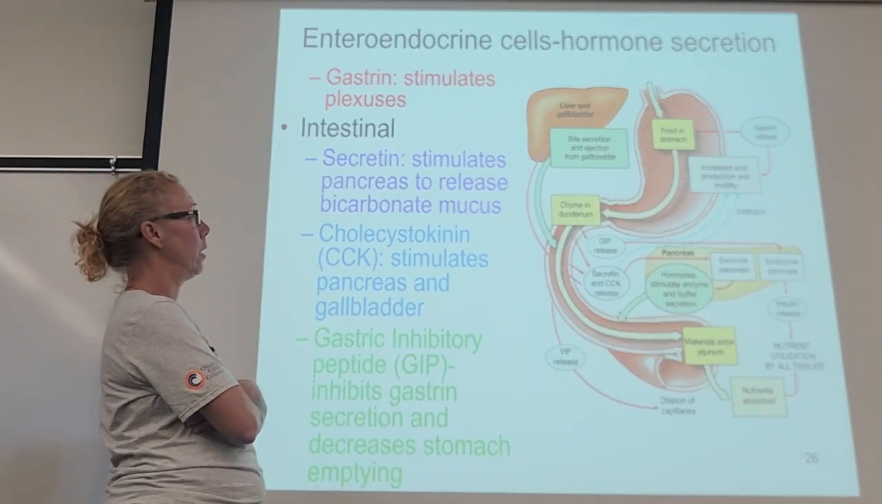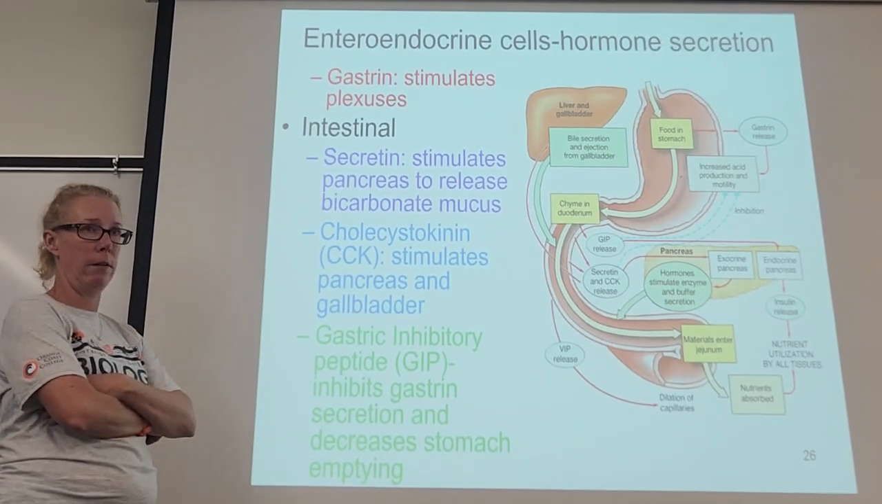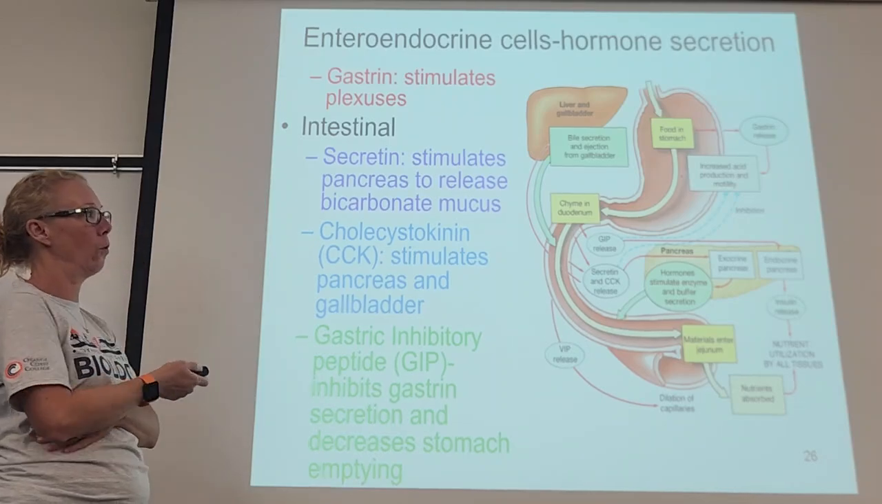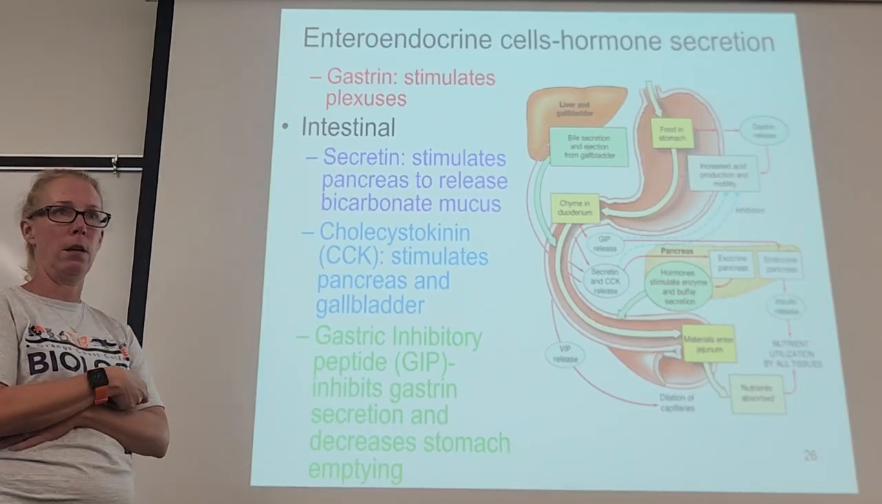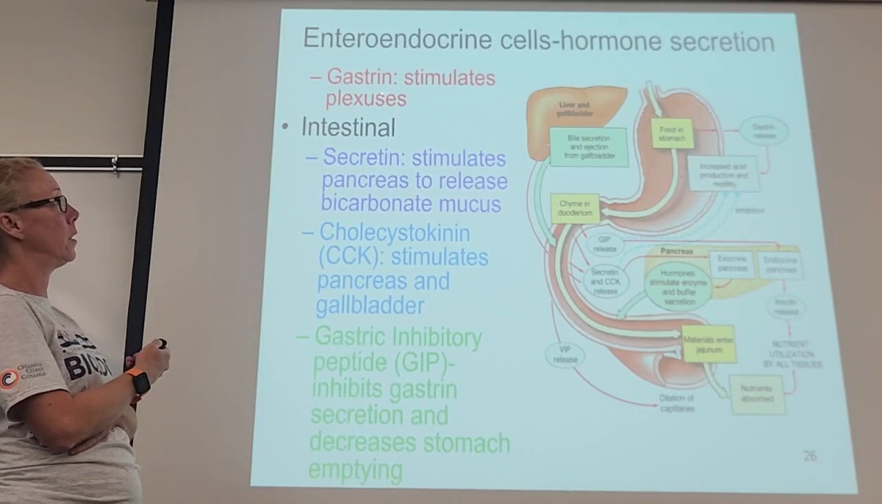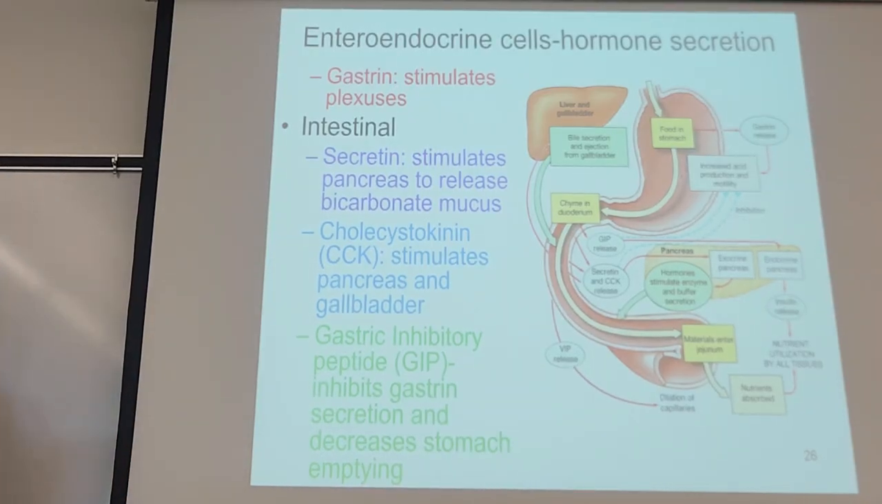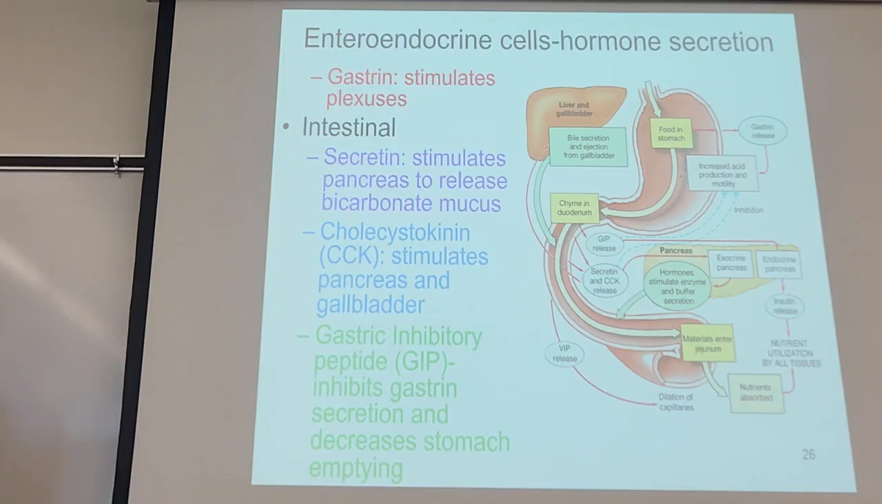So gastrin is secreted from what organ? The stomach. And it targets what organ? The stomach. And it promotes digestion. It stimulates the plexuses, the submucosal and myenteric plexuses. Stimulates them. Let's get moving. Let's secrete. Let's propulse.